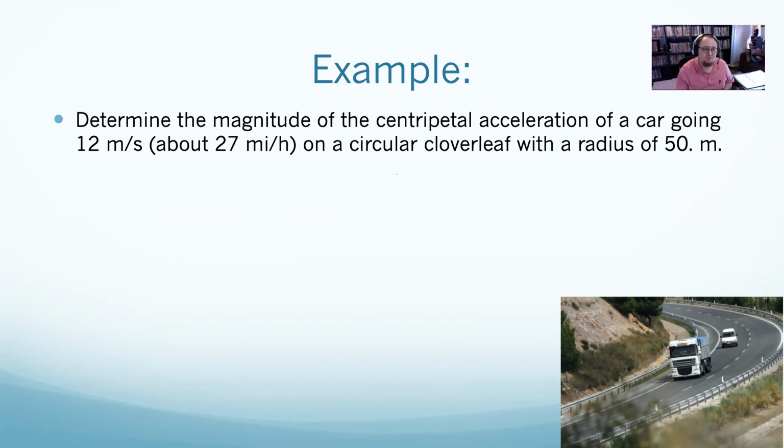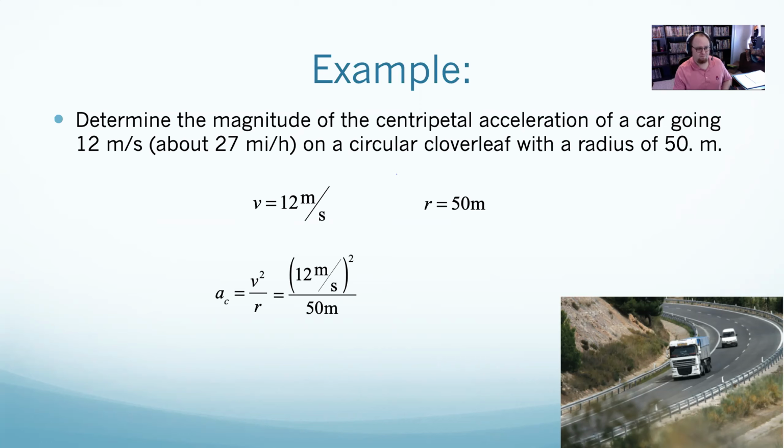If you want to find the centripetal acceleration, we're saying they're traveling at 12 meters per second around a radius of 50 meters. The centripetal acceleration will just be v squared over r. And so I'll just say 12 squared over 50. Now 12 squared is 144. And so I can do this math.